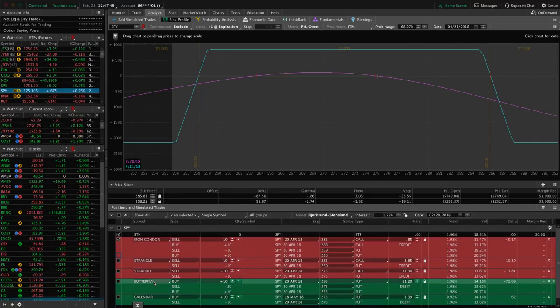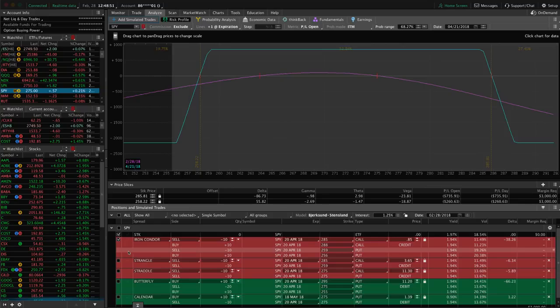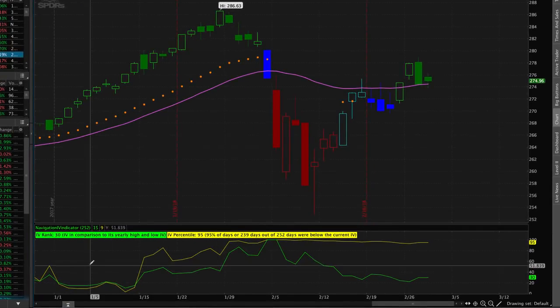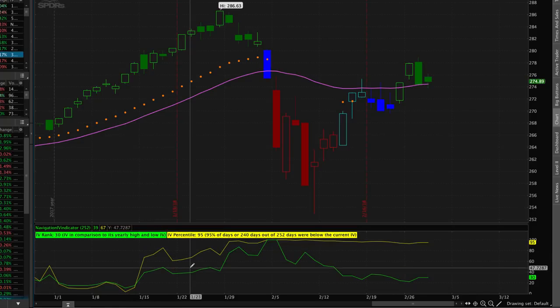So all four of these strategies that we've covered so far, the iron condor, the strangle, the straddle, and the butterfly, are all trades that we want to put on in periods of high implied volatility. So what do I mean by implied volatility? If we go to the charts, what you'll see down below is our Navigation Trading Implied Volatility Indicator. You can get this for free by simply logging into your free membership at NavigationTrading.com. You'll be able to copy and paste the script directly into TOS, and then this will show up on your chart just like it does here.